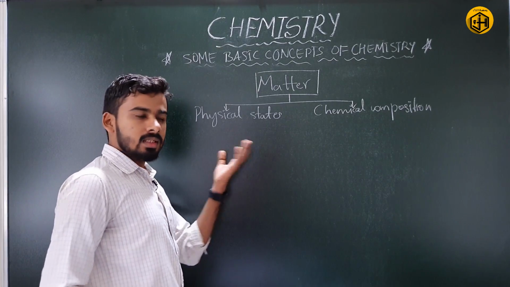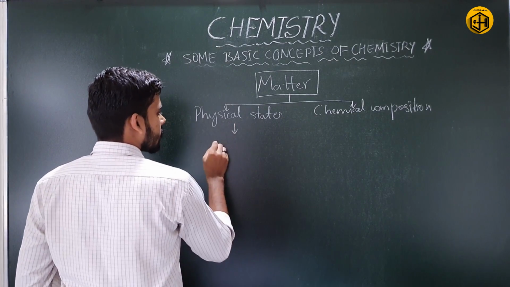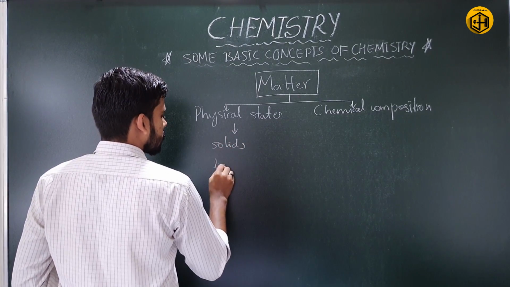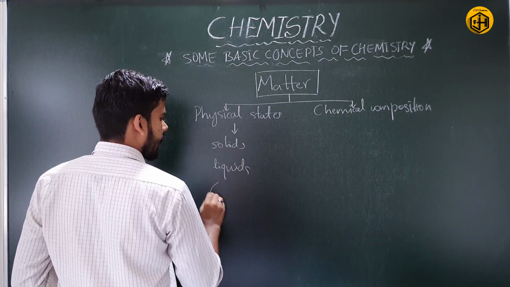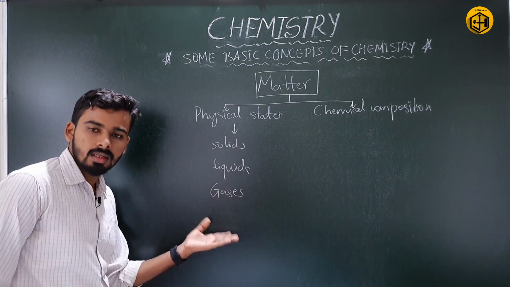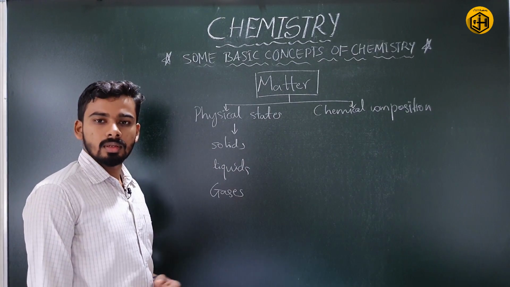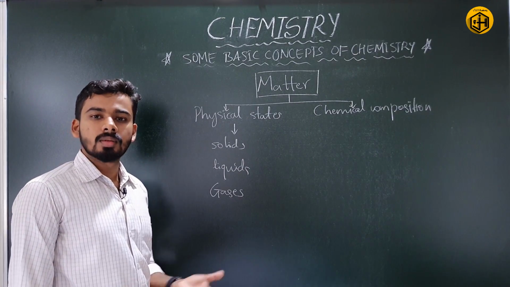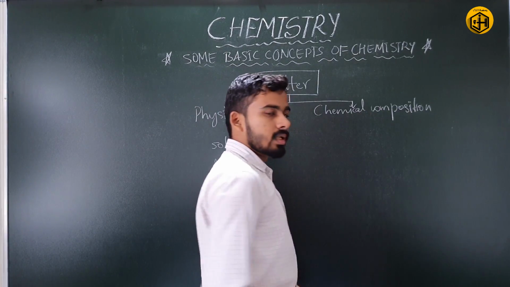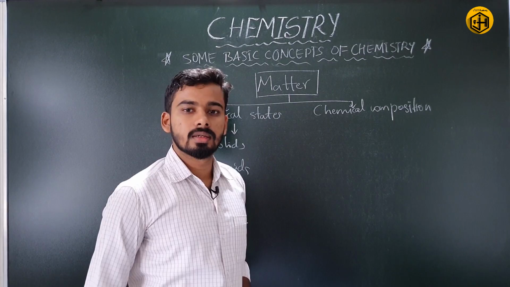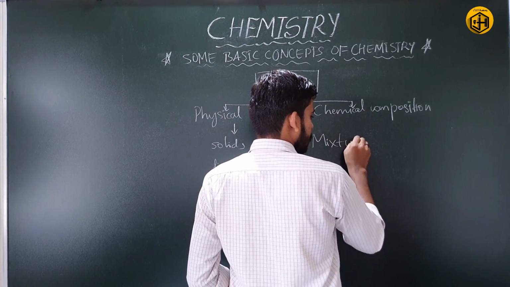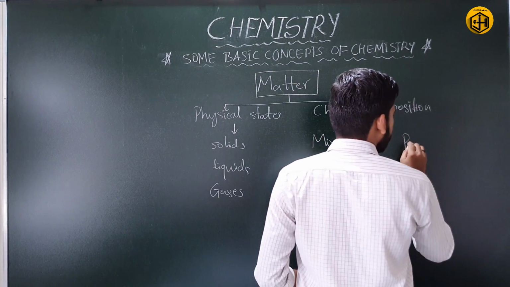Based upon physical state, matter is classified into solids, liquids and gases. I hope you all know this: solids, liquids and gases. Two more are there. What are they? Plasma state and Bose-Einstein condensate. Here, based upon chemical composition, matter is classified into two types: mixtures and pure substances.